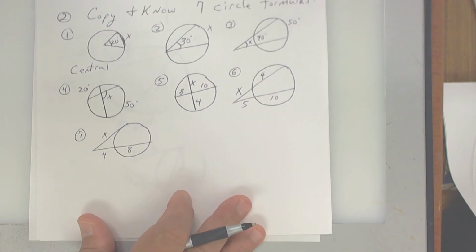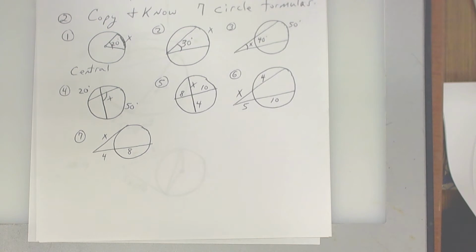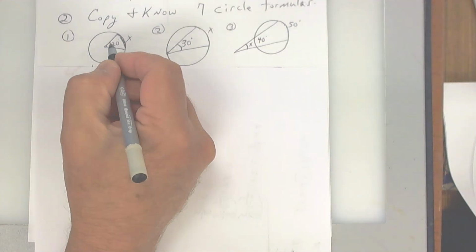Okay, copy down the rest of these, because this one right here was cut off. There are 7 formulas, and this is some review for your EOC. So if you say, when are we going to review for the EOC? We've been doing it. Okay, so look up here. There are 7 formulas. This one right here, number 1, is a central angle.